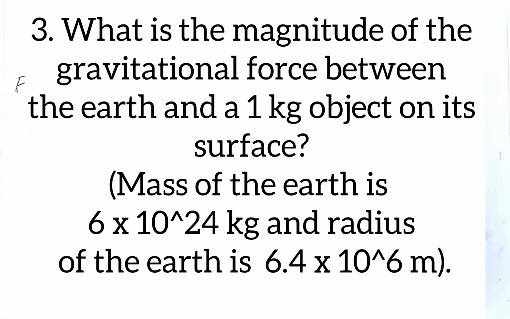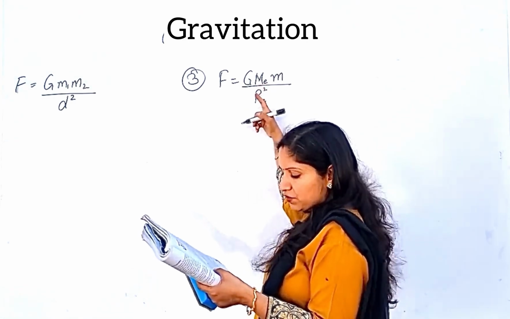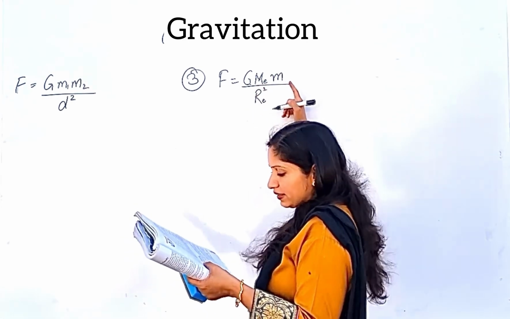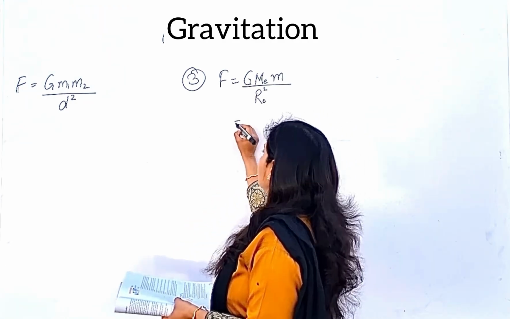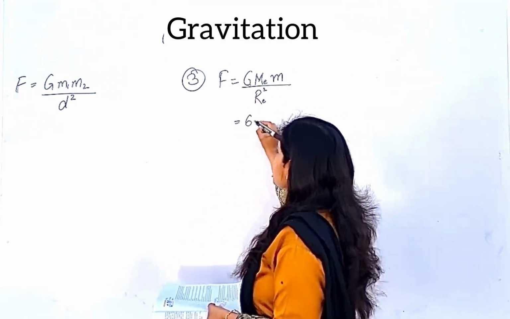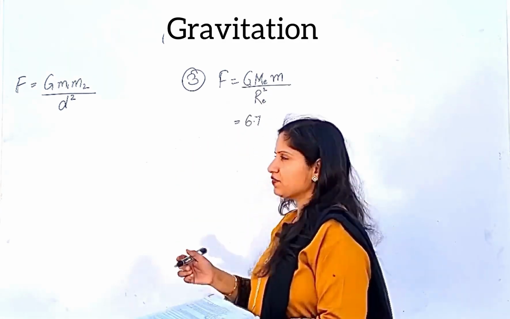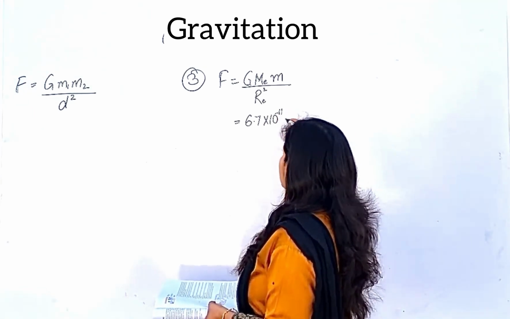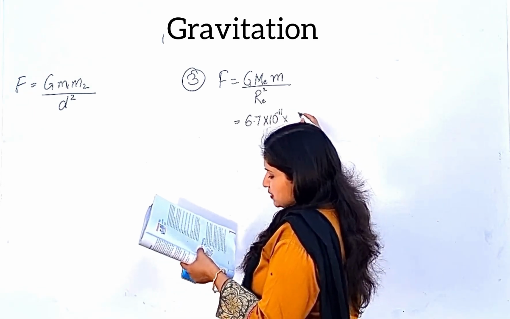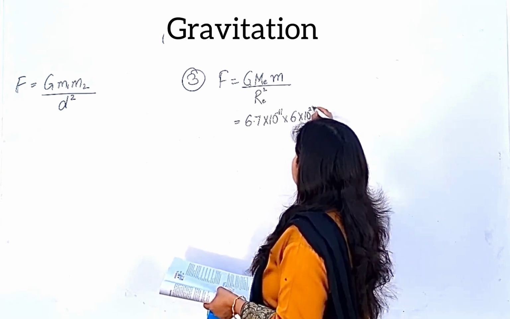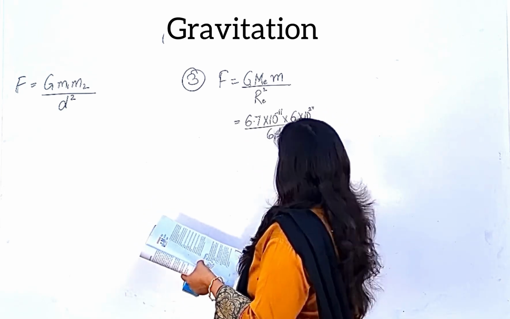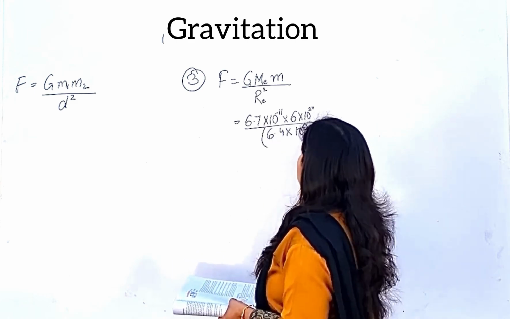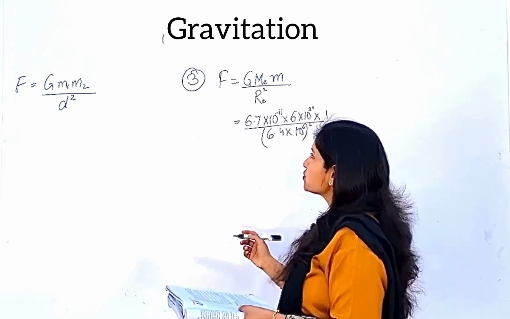Okay, what is the magnitude of gravitational force between Earth and a 1 kg object? So the mass of the Earth is given and the mass of the other object is 1 kg. The radius of the Earth is also given. So what we'll do is put the values. Capital G is 6.67, that will be written as 6.7 into 10 to the power minus 11, into the mass of the Earth, which is 6 into 10 to the power 24, upon the radius of the Earth, which is 6.4 into 10 to the power 6. That has to be squared, and the mass of the second object is 1.